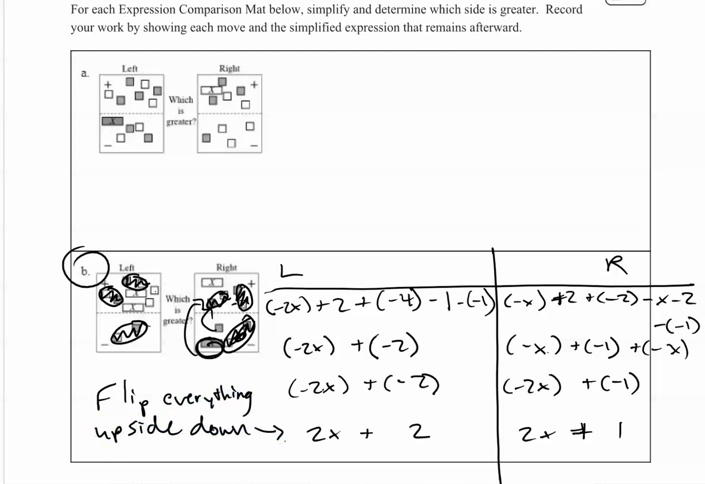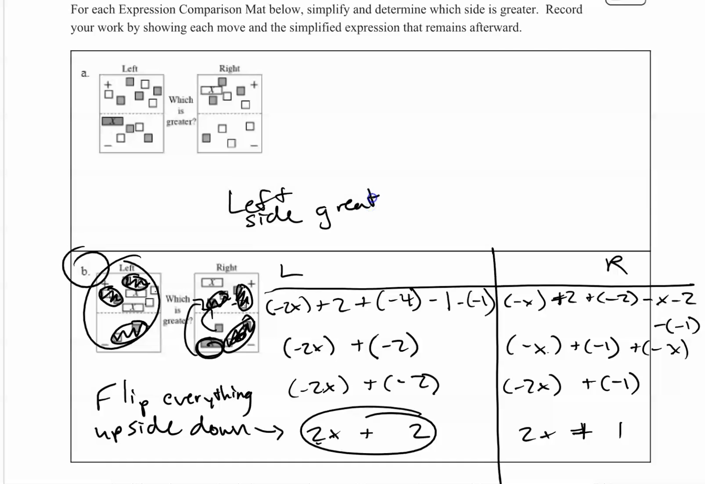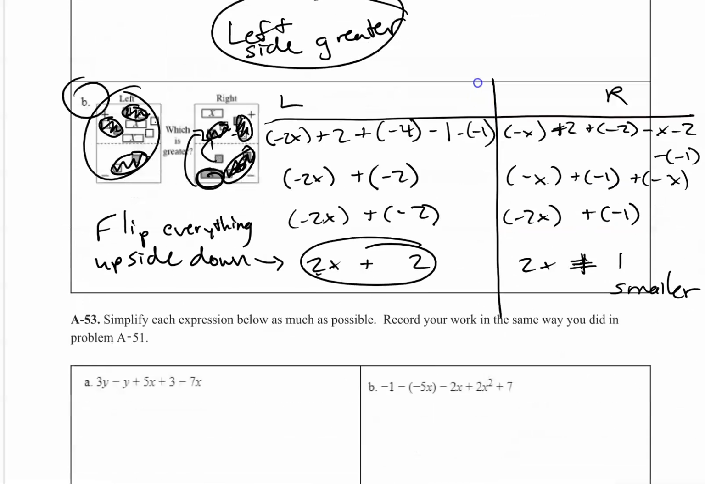Okay, now this side is actually greater because you're taking a number, you're multiplying it by 2, and then you add 2. And why is that? Well, look at the right side. You're only adding 1. On the left side, you're adding 2 onto it. Right side, you're only adding 1. That's going to be smaller because you're adding less. And that's 51. Make sure you do A. And let's check out 53.